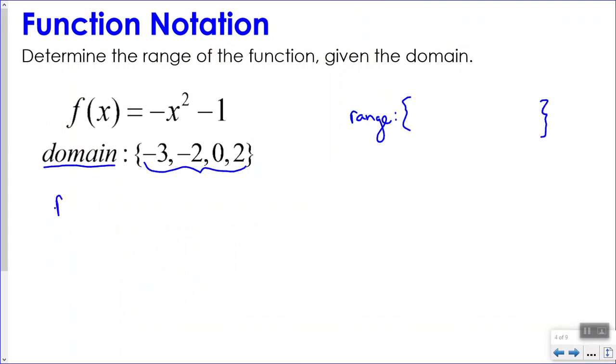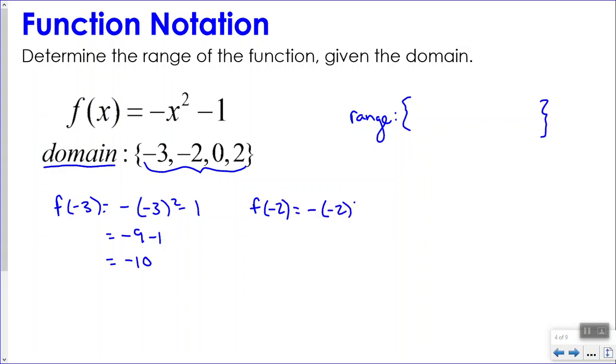So first we'll start with negative 3. So we'll find f of negative 3. We plug it into our function. And we'll get negative 9 minus 1, which is negative 10. Then we move on to the next one. So we do f of negative 2. We have negative 2 squared minus 1, which is negative 4 minus 1, or negative 5. Go ahead, pause the video, see if you can find the other 2 range values.